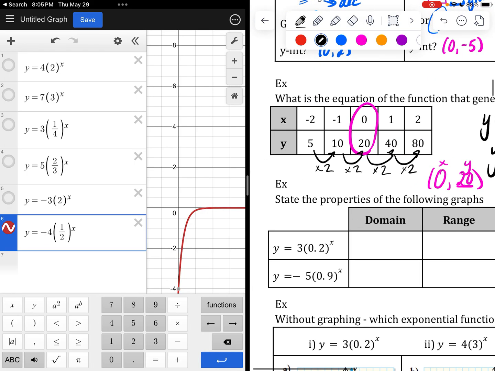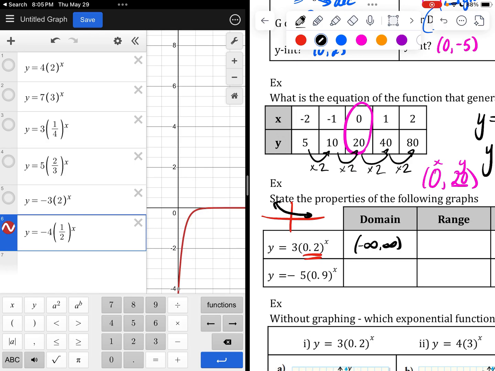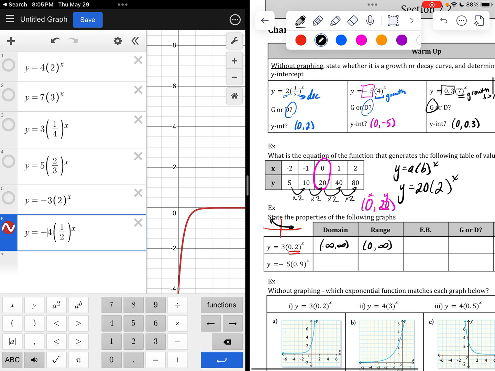Okay, last one's here. So without graphing, can we state the properties? So what I mean by this is I would say, okay, this is decay and it's not reflected. So I'd create a little sketch for myself. It's not reflected, so it must be in the top 2 quadrants and it's decaying. So it looks something like that. So the domain is -infinity to infinity. And the range is we start at a y value of 0 and we go to infinity. Now the end behavior, it's in those top 2 quadrants, so Q2 to Q1.